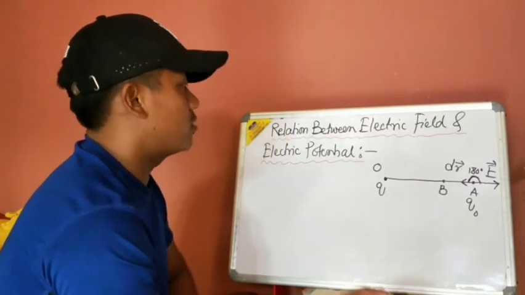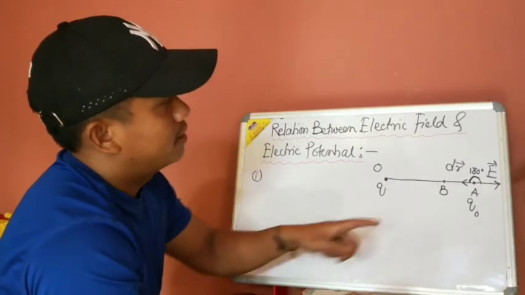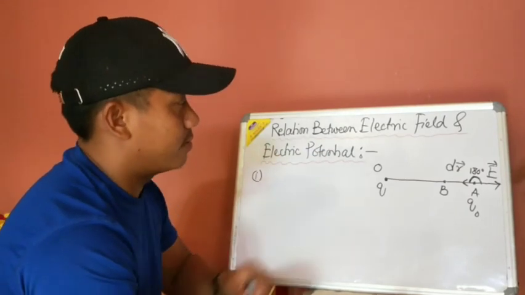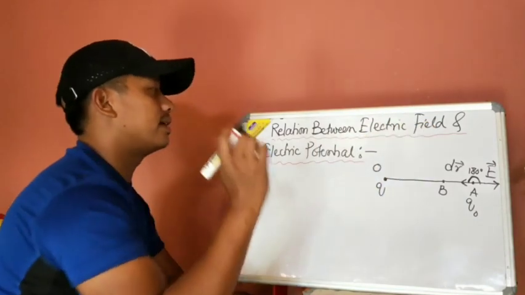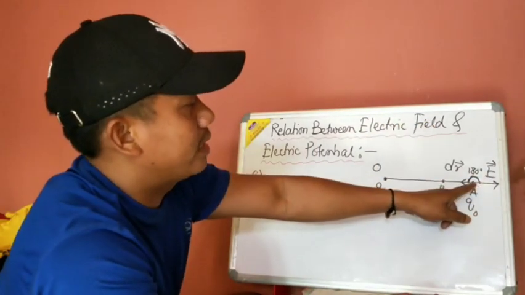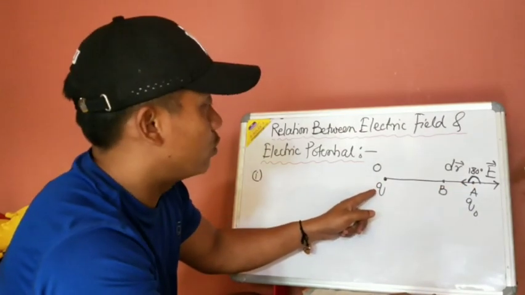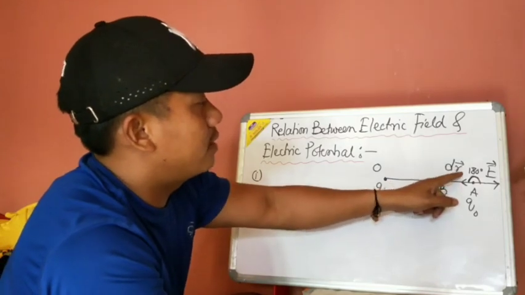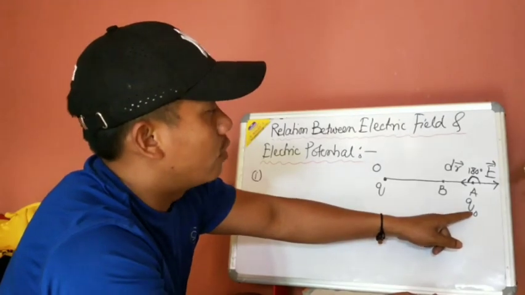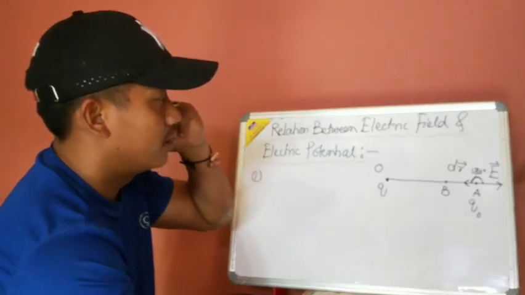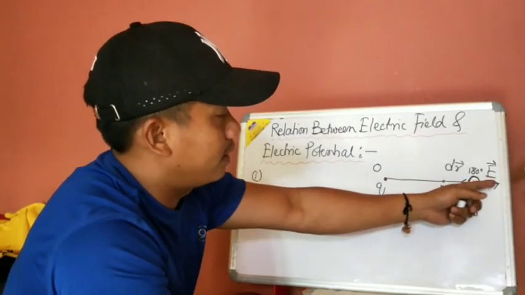Let us try to find the small work done. Let us try to understand each and every term. What are you going to find? You are going to find a relation between electric field E and potential V. What is E? Electric field at the point A due to charge Q. What is dr vector? Dr vector is the displacement of the test charge Q naught from A to B, in the direction opposite to the electric field.